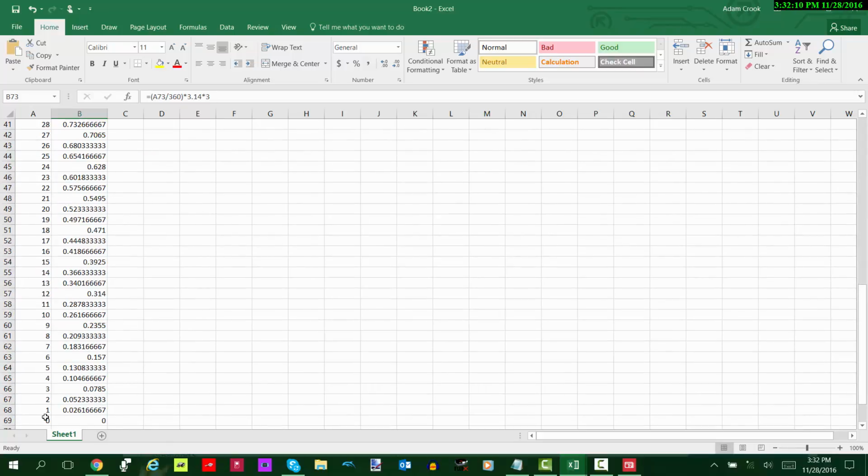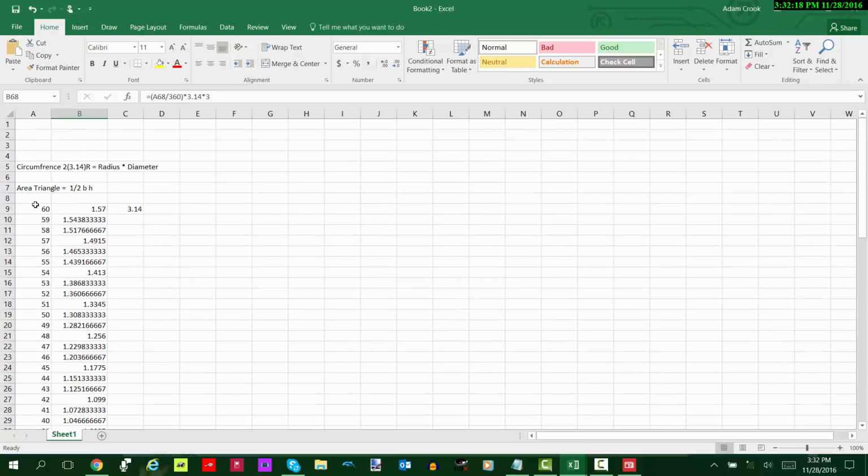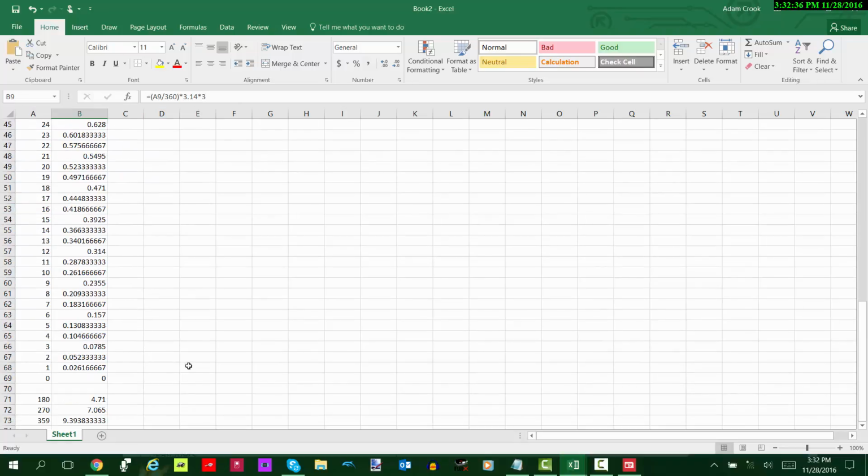Let's see, 1 degree. Yeah, right here, 0.2616667. Okay, so we got all that. So this is the degree angles here. You see where I'm going with this, right? Yeah, I see. The 60 degrees is right there. So I took that divided by 360 and then multiplied by 3.14 times 3. So it went all the way down to 1 degree right down here, as long as I got it down to 0 here. Okay, as long as you got the other ones now. Yeah, that's done.